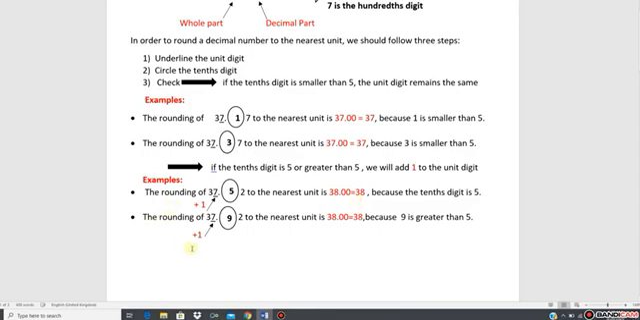The rounding of 37.92 to the nearest unit. Here, to the nearest unit again. We should underline the unit digit, circle the 10th digit. The 10th digit here is 9, which is greater than 5, so here we add 1 to the unit. Let's start rounding. 2 will become 0, 9 will become 0, and we reach our aim, which is the unit. 7 will become 8, and the 3 remains 3. So here the rounding of this number to the nearest unit is 38.00, which is equal to 38.